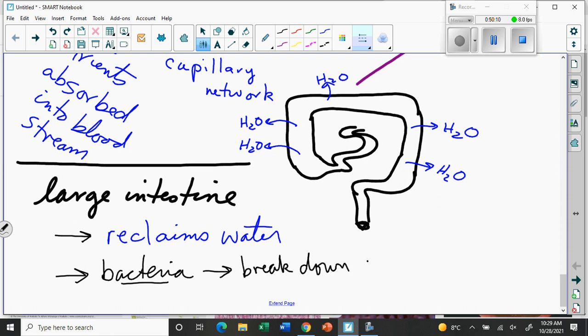So they can break down some of the leftovers that we couldn't break down. And then they can break them into small enough little bits that they can be a sort of ride along with this water, like minerals and things, right? They can be reclaimed. So we can also get an advantage from this bacteria that lives inside of us when they break down whatever we couldn't. And we can reclaim some of that as it travels along with that water that's being reclaimed by the intestine.